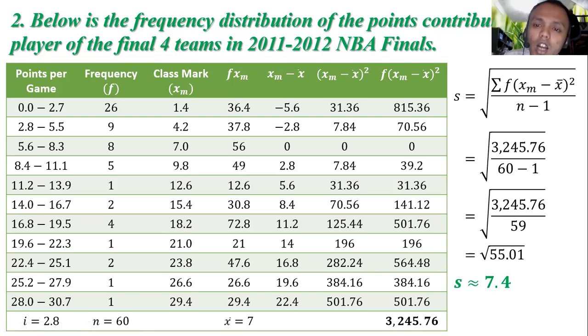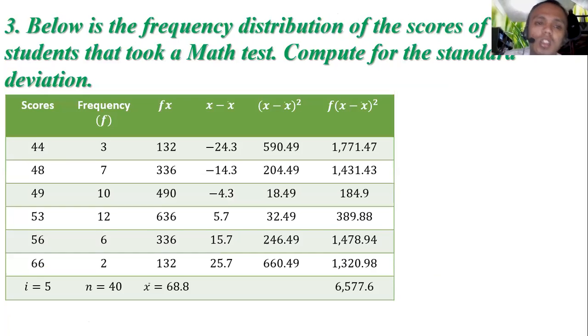Number 3, below is the frequency distribution of the scores of students that took a math test. Compute for the standard deviation. This one is an example of grouped data without the classes. Again, I have already computed everything. This is our mean, this is the fx, this is the deviation, the square deviation, the product of frequency and square deviation, and then its summation, the sum of the column above.